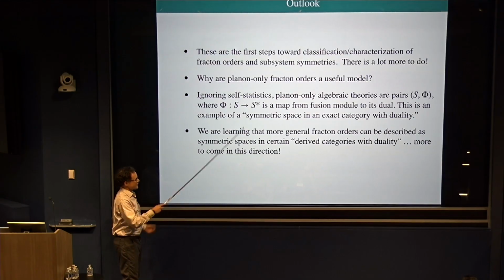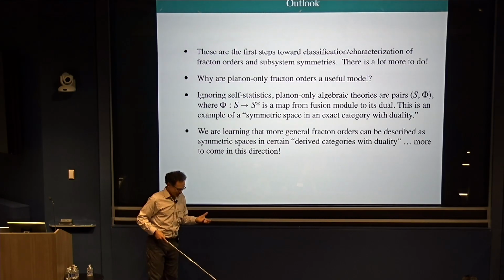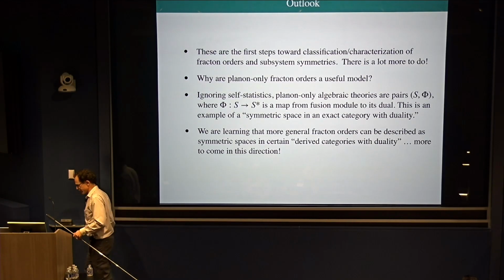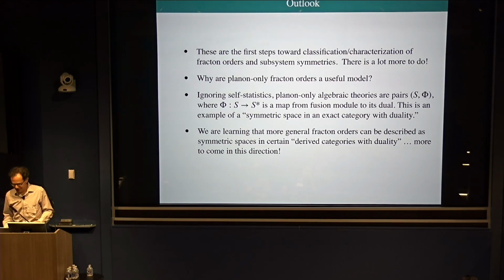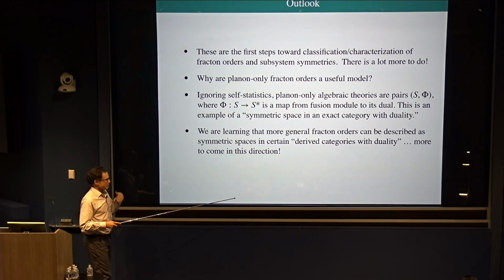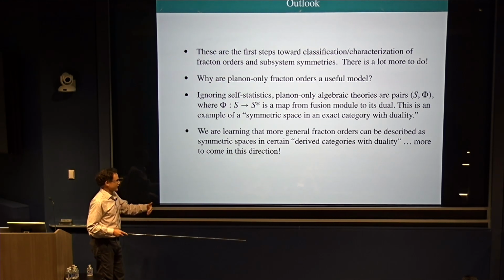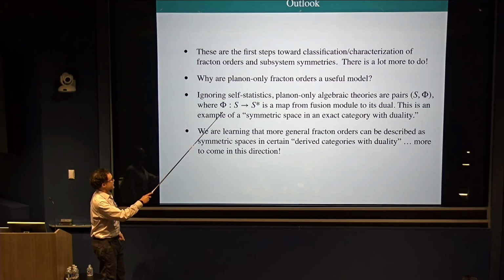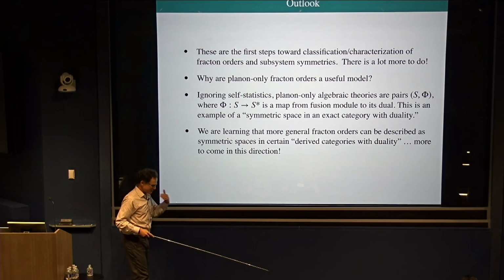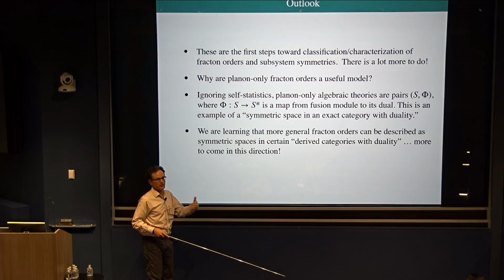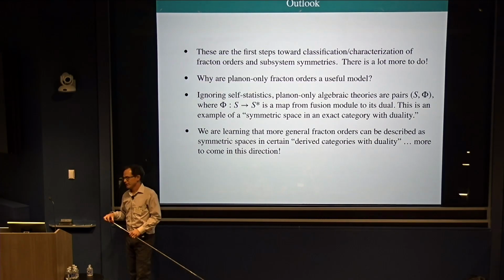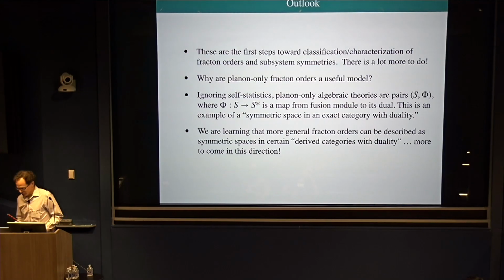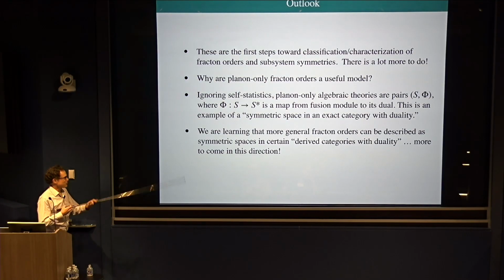But the point is that if you think about what kind of mathematical structure you get from a planar-only fracton order in a more abstract way, what we've been learning in work in progress is that more general fracton orders can be described as generalizations of that structure. So this is sort of thinking about this structure in the right way. It does seem to put us on the right track where we can start to describe more general things, like the X-cube model, and also even Haah's code, and other more complicated fracton orders. So that's where I think this is headed, and there's more to come in this direction.